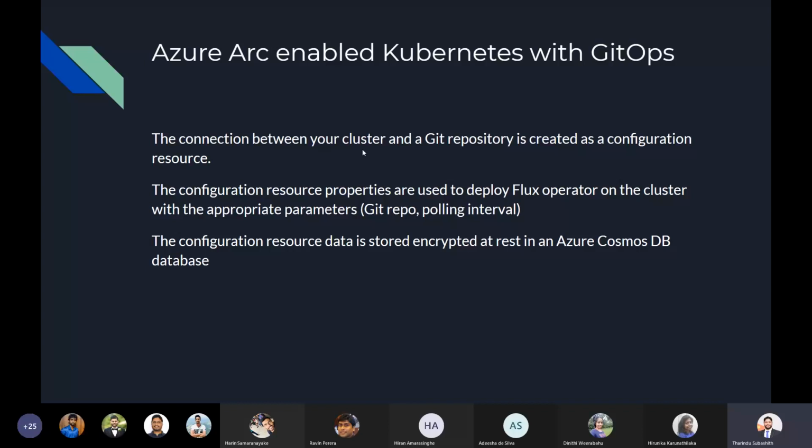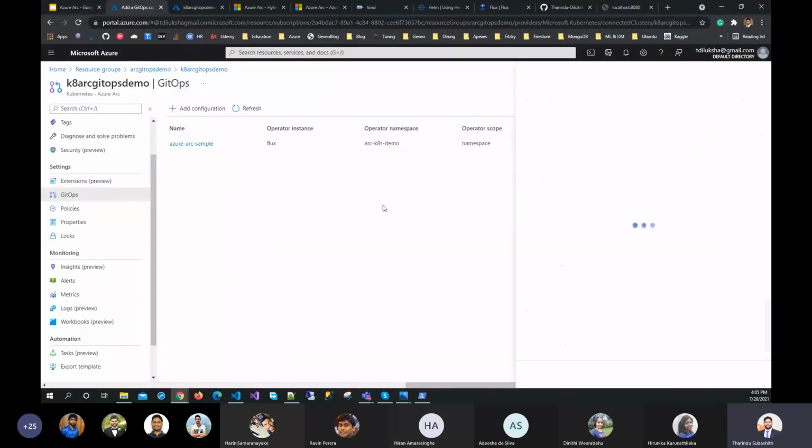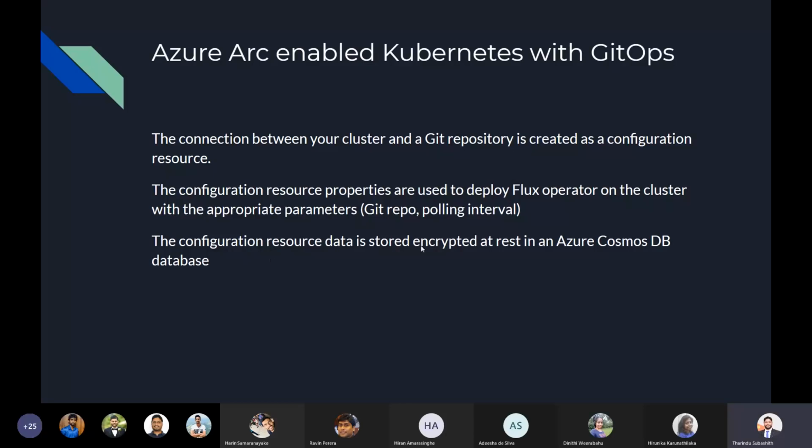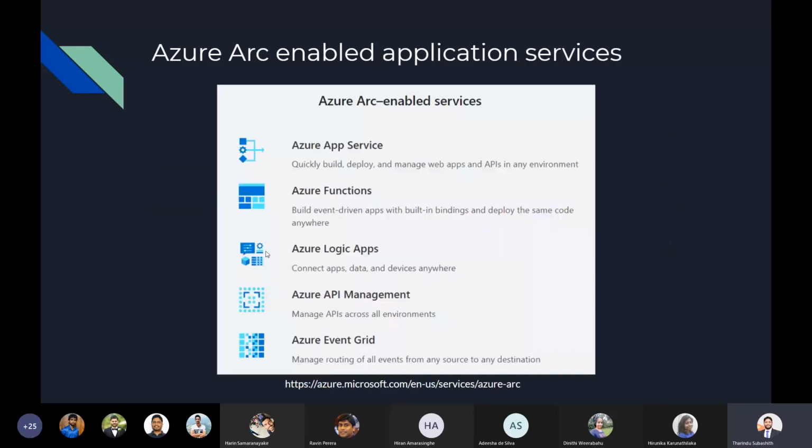The connection between the cluster and the Git repository is created as a configuration resource. The configuration resource properties are used to deploy the Flux operator on the cluster with the appropriate parameters, like the Git repository and the polling interval. All of these are available in this configuration section. The configuration resource data is stored encrypted at rest in an Azure Cosmos DB instance. So those are not external and not visible to us; they are internal things in the Azure Arc enabled Kubernetes clusters.